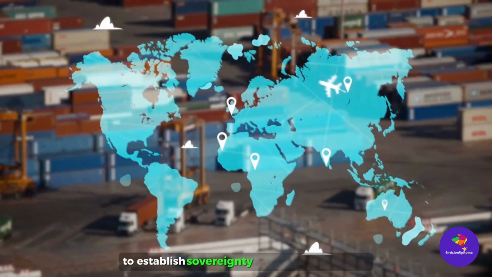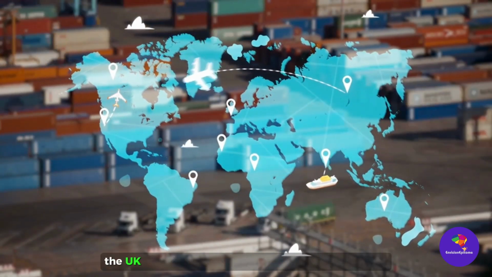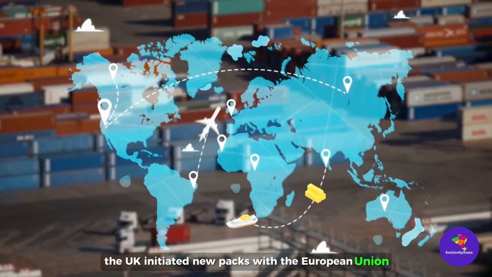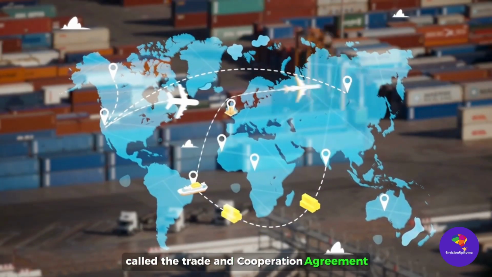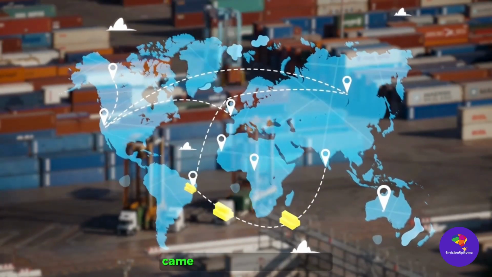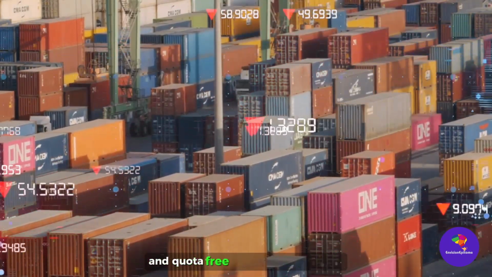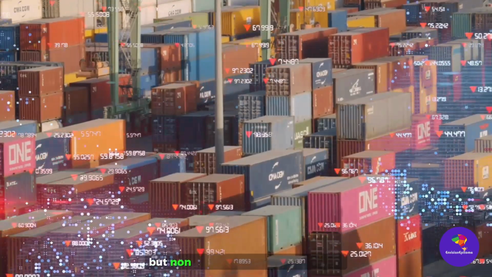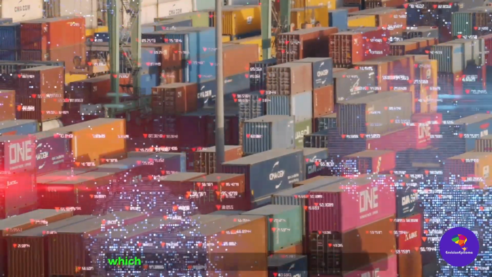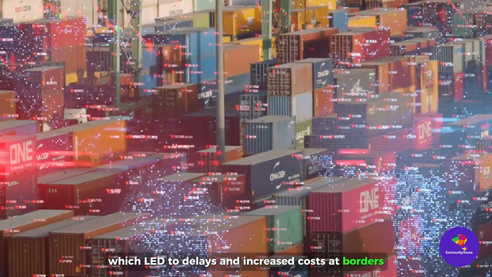To establish sovereignty over its trade policies, the UK initiated new pacts with the European Union, called the Trade and Cooperation Agreement. The impact of this agreement came with good and bad news, as it ensured tariff-free and quota-free trade for most goods. But non-tariff barriers soon surfaced, which led to delays and increased costs at borders.